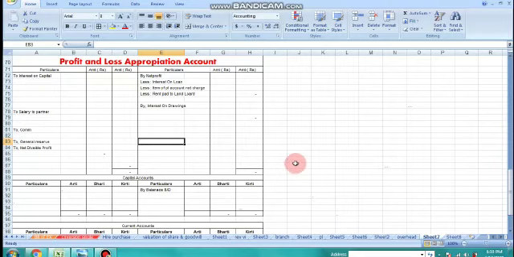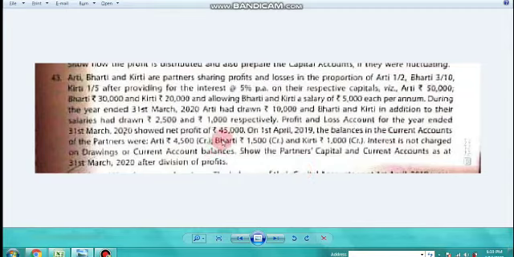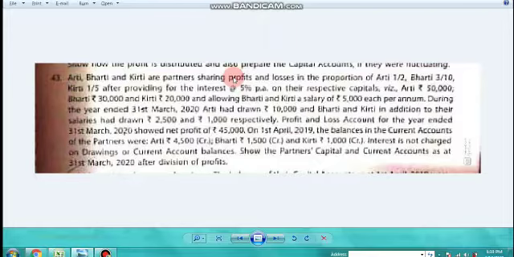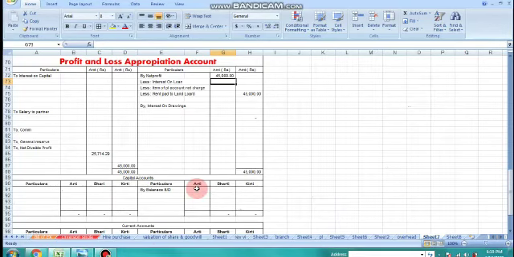So here the net profit is 45,000. Interest on capital is 5% per annum. The capitals of the respective partners are 50,000, 30,000, 20,000, which we should write over here.